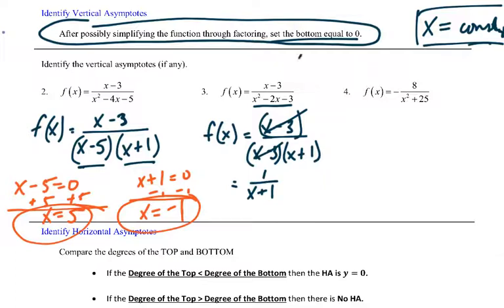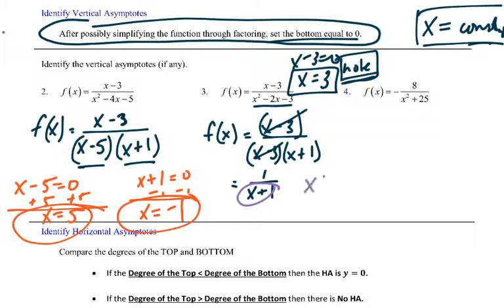Now the x minus 3, set that equal to 0, we get that there is a hole at x equals 3. So that would represent a hole, but for our vertical asymptote, we would take our denominator, x plus 1, set that equal to 0, subtract 1 from both sides, we get x equals -1 is our vertical asymptote.